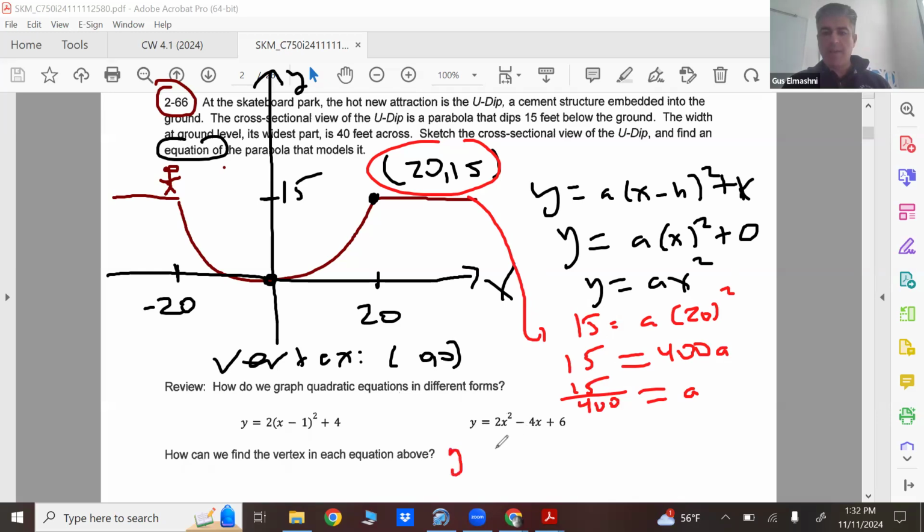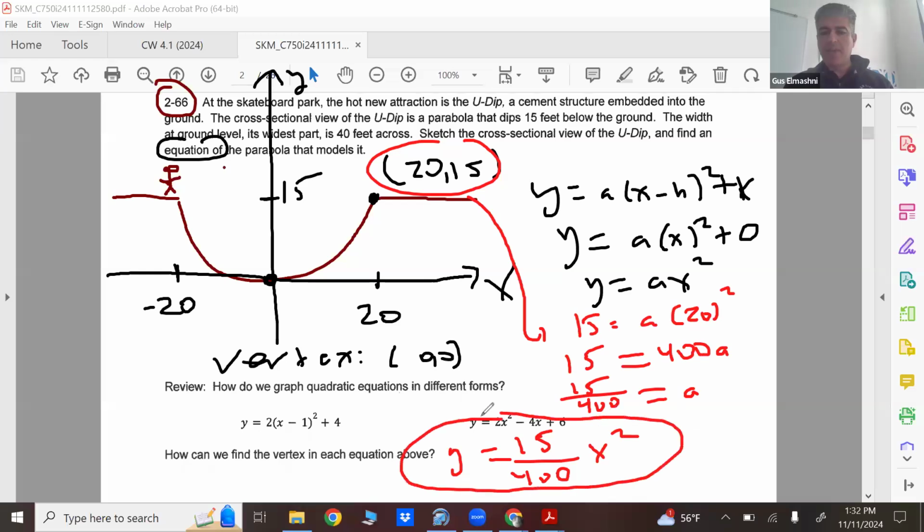So my equation is y equals 15 over 400. You can, I'm not going to. You can, it'd be 3 over 80, I think, 3/80, but it's okay. You don't need to. Again, if I ask, okay, when a person's 5 feet off the ground, how far did you fall horizontally? It doesn't matter how you set up the equation, you still get the same answer.